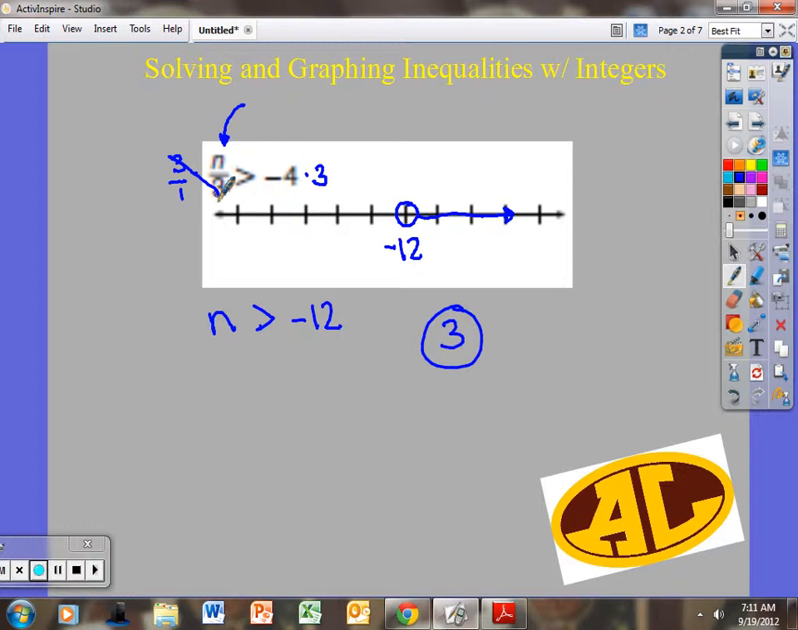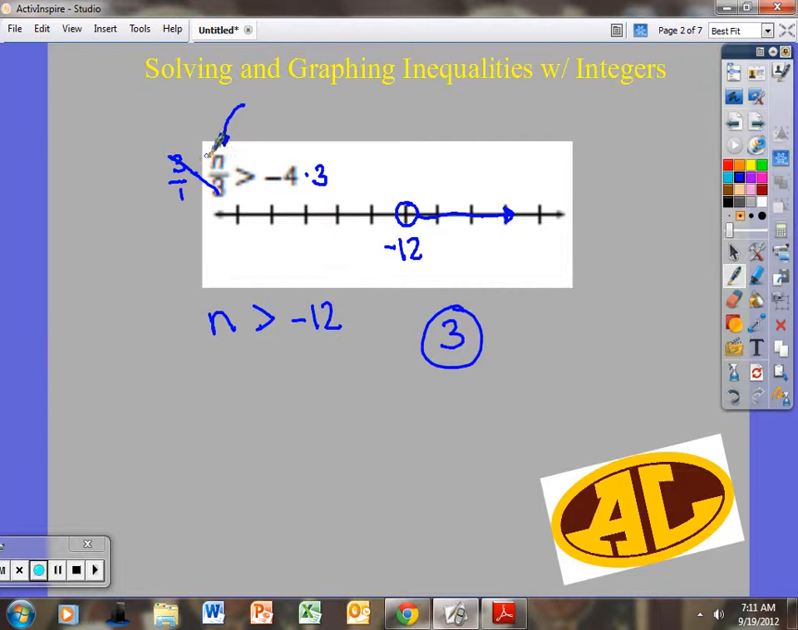3 divided by 3 is 1. Is 1 greater than -4? Yes, it is. If I had flipped that inequality sign on accident, thinking that this is a negative, again, it would not work, because then I'd say n is less than -12, and I put a number that's less than -12.